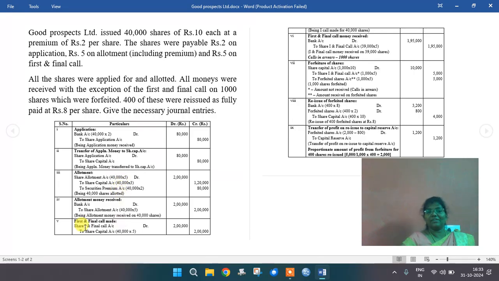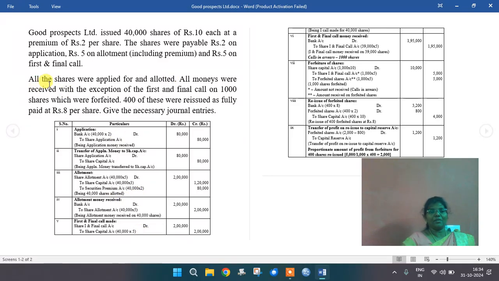Okay, so for receiving we will have the entry as bank to share allotment. So the usual entry, bank account debit to share allotment. So 40,000 into 5 you are getting 2 lakhs. So I hope you are clear with this allotment entry. So for allotment you will have 2 entries. And next we are passing on to first and final call.